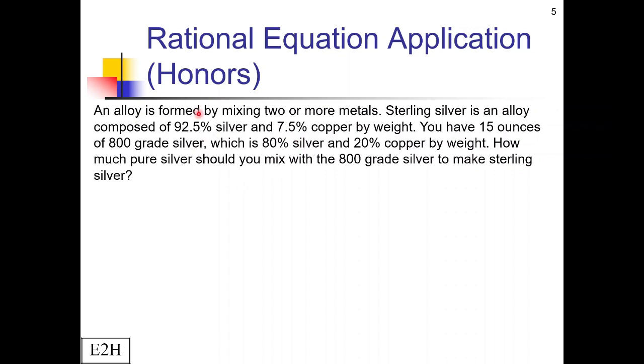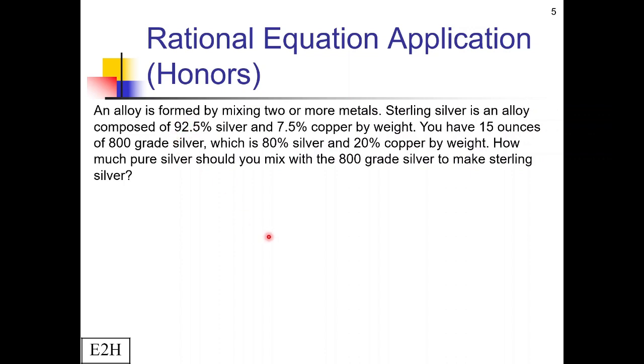So we have an alloy formed by mixing 2 or more metals. This is a pretty common thing. You might have some jewelry. Sterling silver, which some of your jewelry might be made of, is an alloy composed of 92.5% silver, 7.5% copper by weight. And then let's say that you have 15 ounces of 800 grade silver, which is 80%. So we're learning new stuff right away here. And then 20% copper. We want to know how much pure silver we should mix with our 800 grade here to make sterling silver. So the idea here is we're trying to achieve a certain percentage of silver.